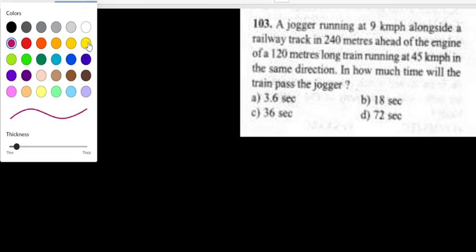A jogger runs at 9 km per hour alongside a railway track of 240 meter, ahead of the engine, and a 120 meter long train running at 45 kilometers per hour in the same direction. Let's understand this particular condition. There is a jogger. Let me draw the condition for you. So this is the train.